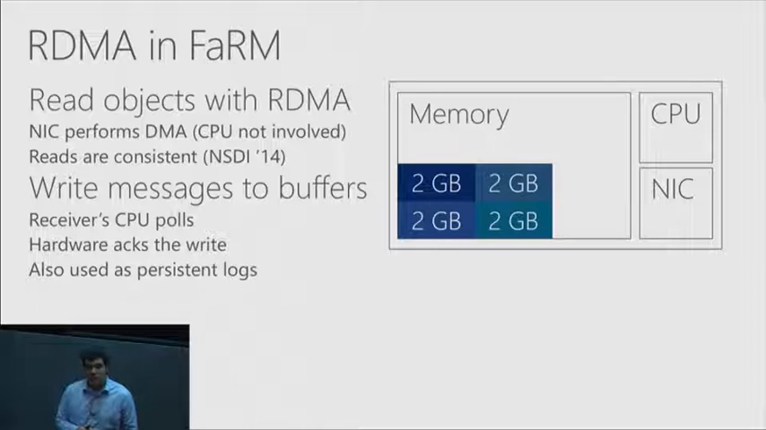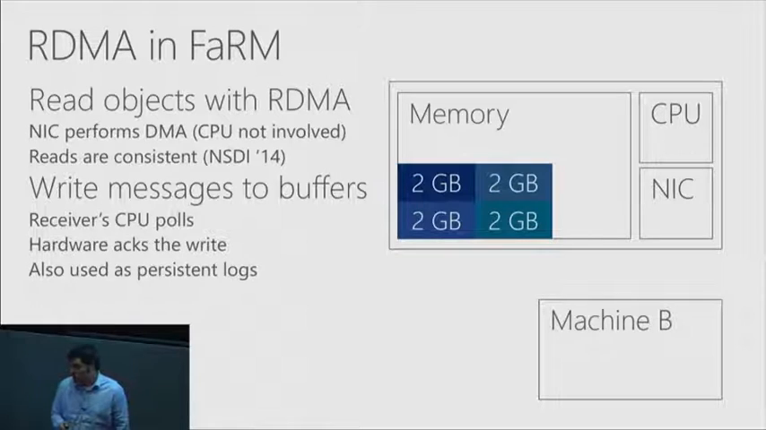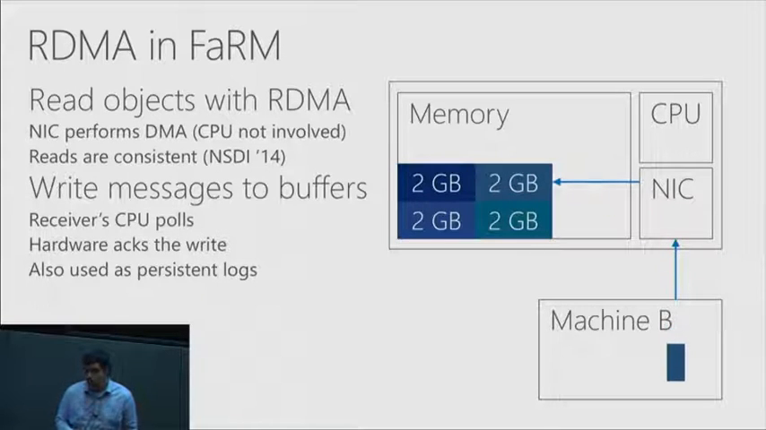So we use RDMA read to read objects in the memory of remote machines. To do this, a machine that wants to read an object sends a request to the NIC of the machine that has the data. The NIC then performs a DMA directly from the memory and sends back the resulting data to the machine that issued the request. So notice that the CPU is not involved in this operation at all.